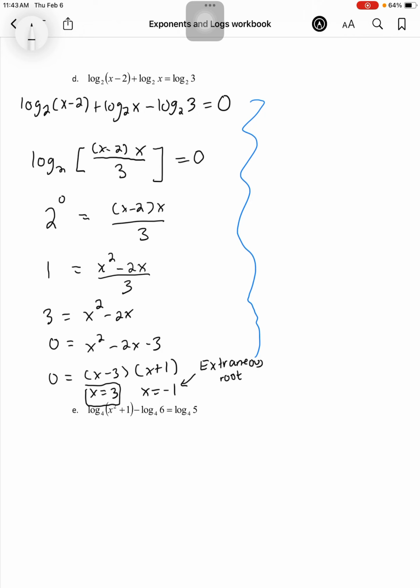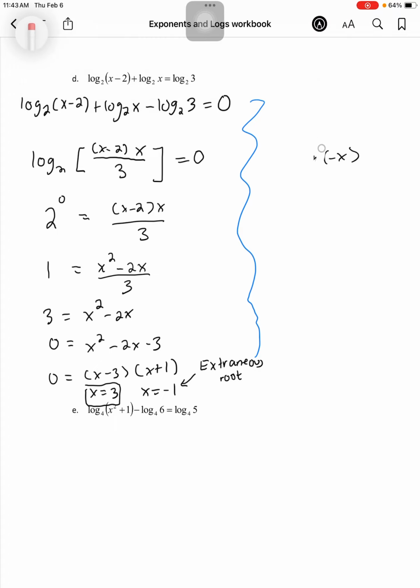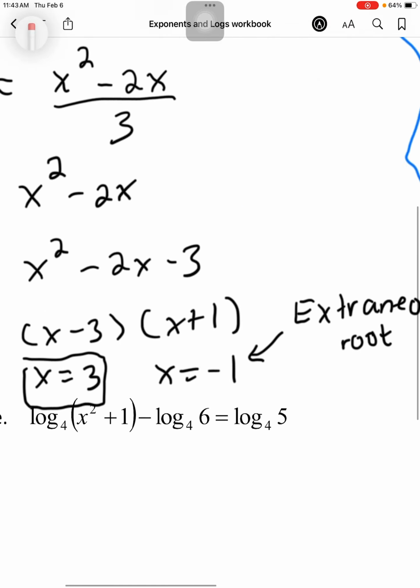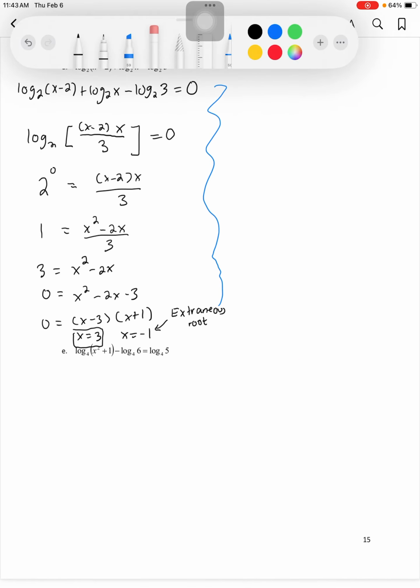One thing I want to note is that not all negative numbers will always be extraneous. For example, let's say I gave you log of -x. If you had -1 as your answer, that would turn it into a positive log, so that would be an acceptable answer. So just because your answer at the end is negative, that doesn't always necessarily mean it's extraneous. You always have to check and plug it in.